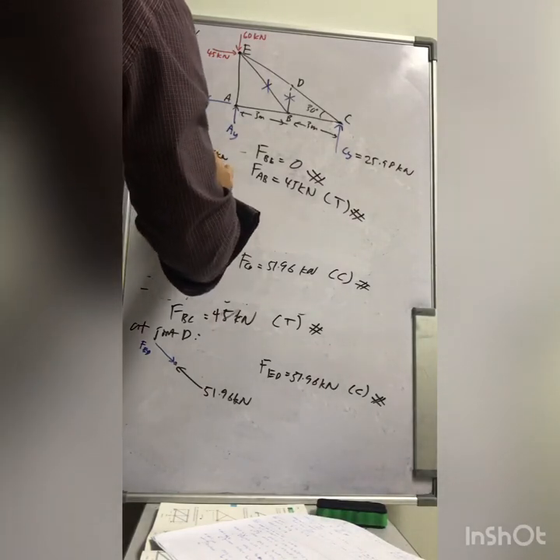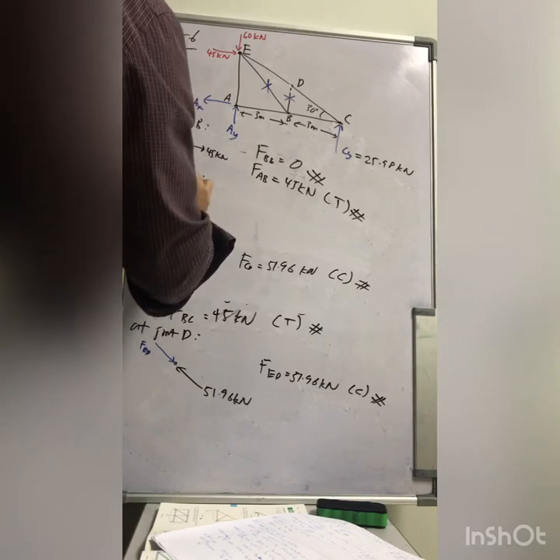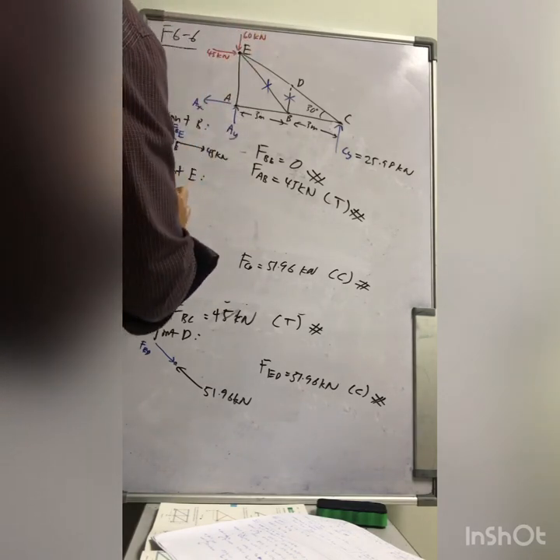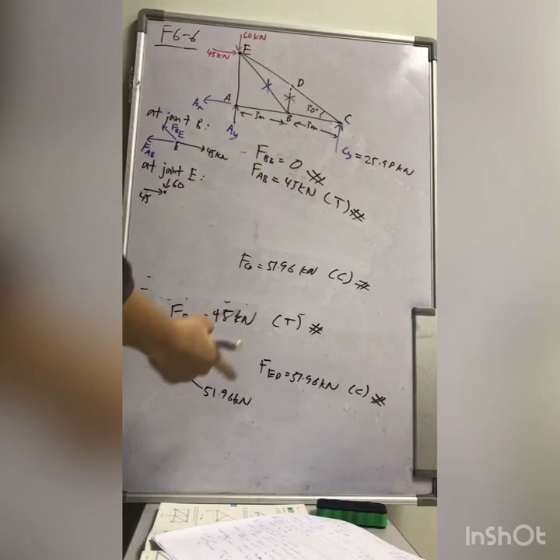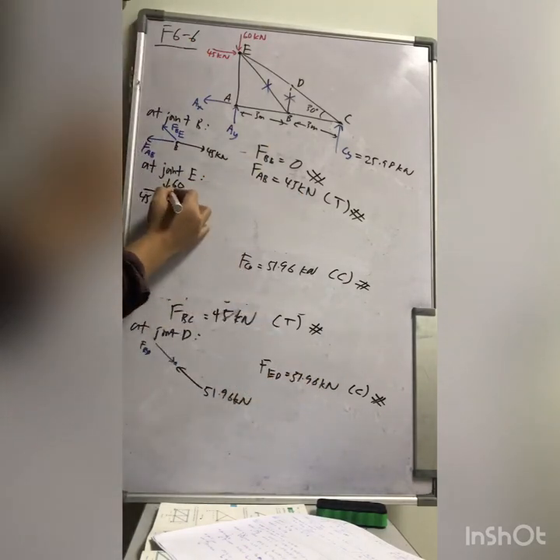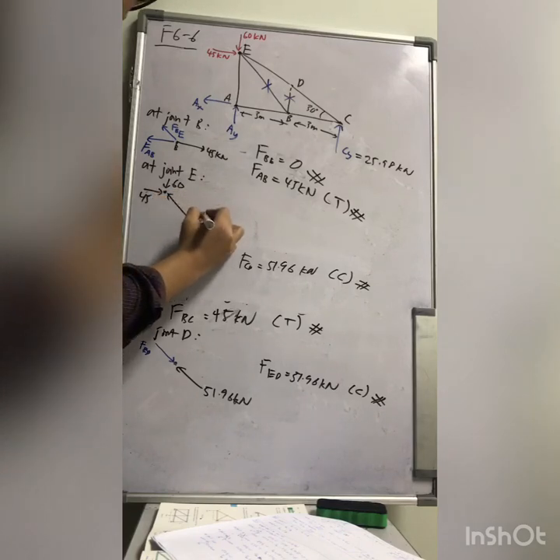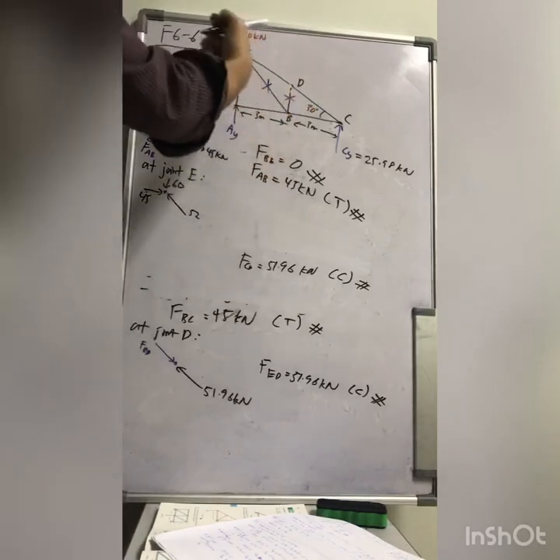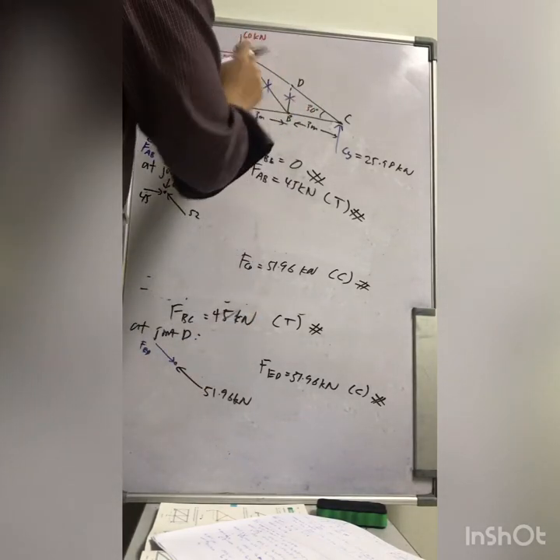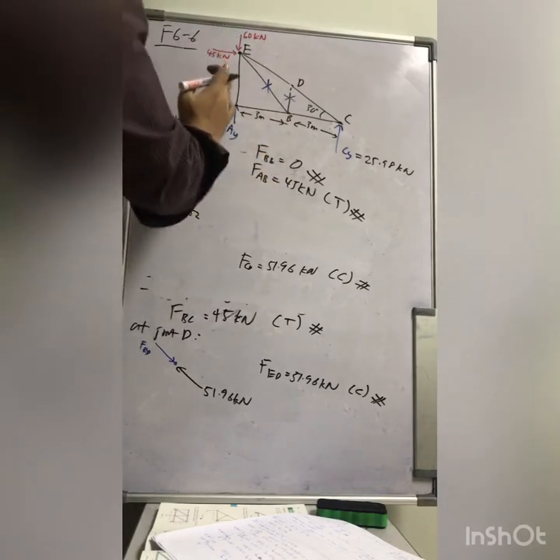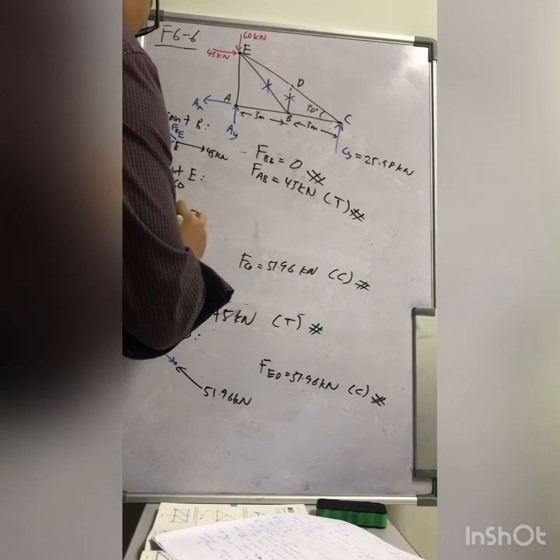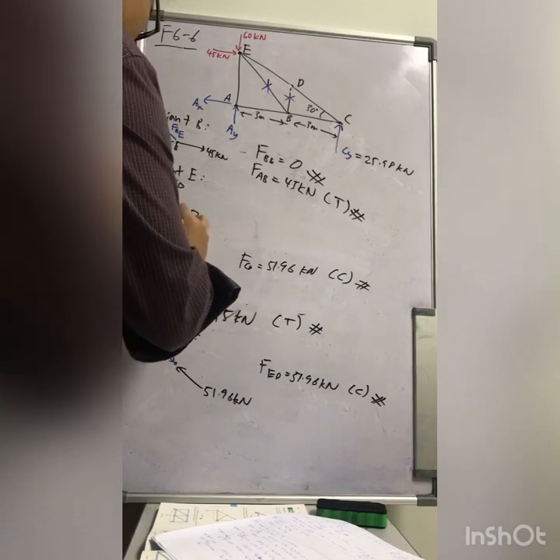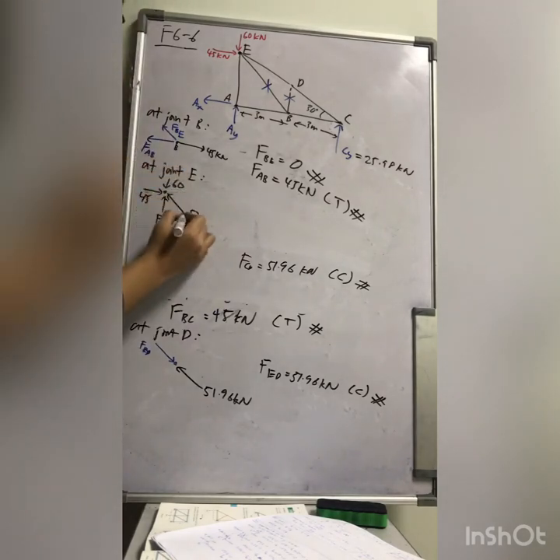At joint E, you have the external loads of 45 and 60, right? And then FDE, where is it? FDE, okay, 51.96 kilonewton compression, and you have FBE which is zero, and you have FAE, right? So let's put it going up. So this is FAE, and of course this is 30 degrees.